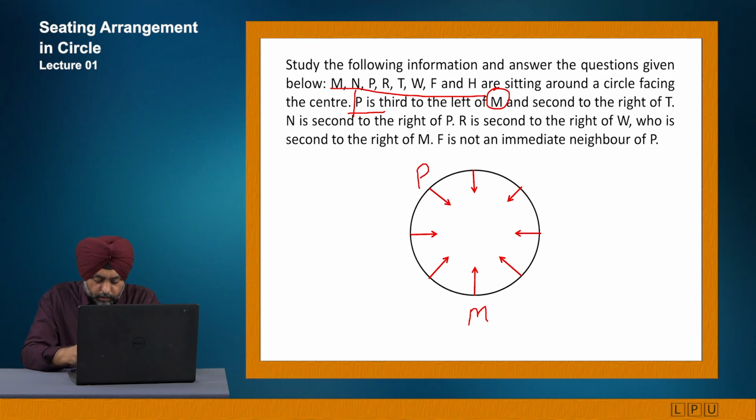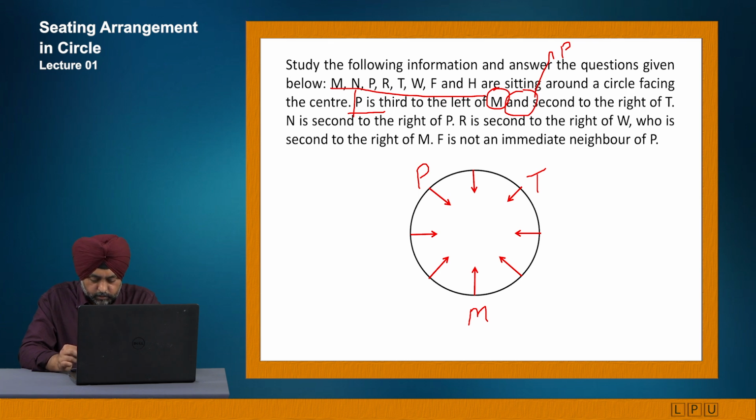And second to the right of T. We have already discussed and always comes for the first person. So this and has come for whom? This and has come for P. P is second to the right of T. So where can we place T so that P comes second to the right of T? That T will be placed here. And you can see that P is second to the right of T.